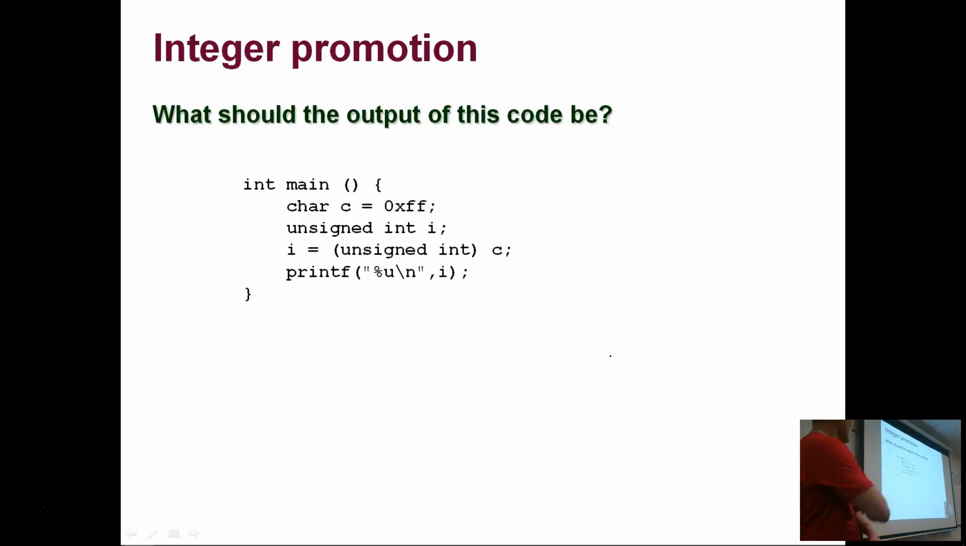Okay, so what should the output of this code be? Here you've got a signed character, C, hex FF. And you say, hey, I want to treat this as an unsigned integer, so I'm going to explicitly cast this character C to an unsigned integer, and then I do a printf, interpreting this I as an unsigned integer. What's my output going to be?